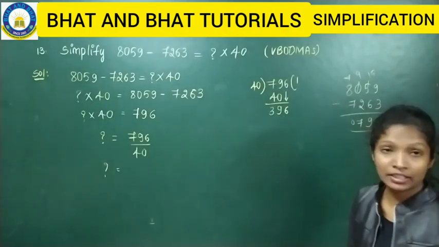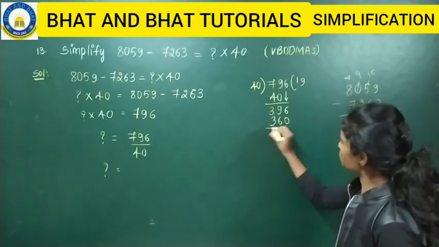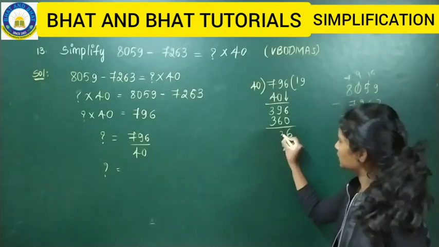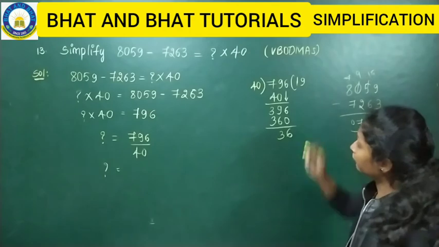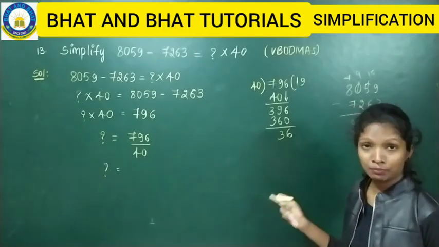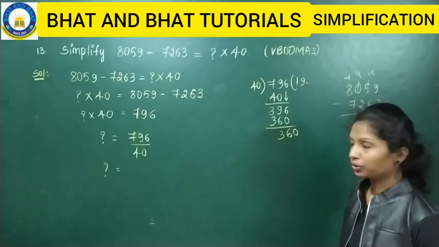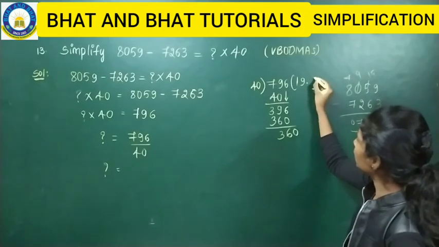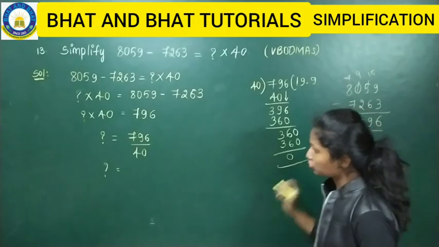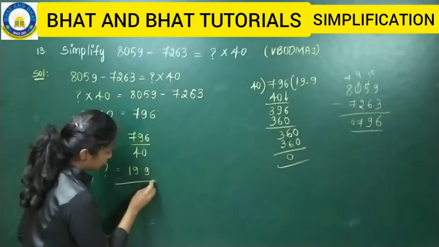So 4 nines are 36. That means 40 nines are 360. 6 minus 0, 6. 9 minus 6, it is 3. So since it can be further divisible, and in your option 19.9 is also there, I'll put a point and 0 here. So now 49 are 360 with the remainder 0. Therefore the value of question mark is 19.9.